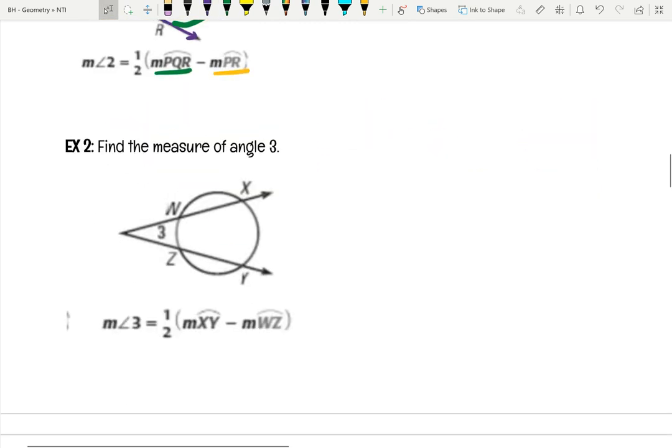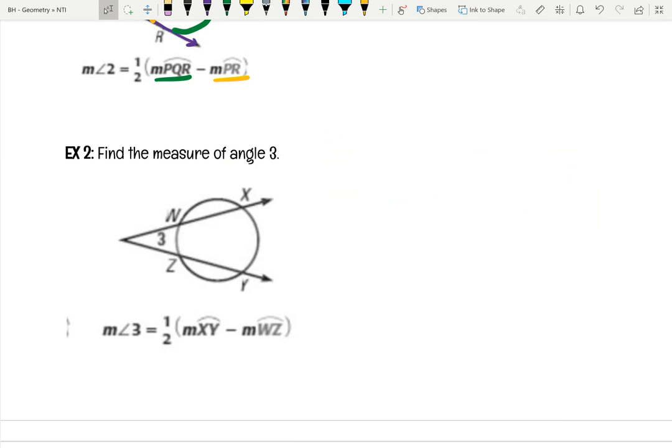Okay, example 2. You've got to find another circumscribed angle. This time it's angle 3. It's circumscribed because the vertex is on the outside. And it actually tells you you're going to do the arc XY. This is a Y, guys. This is a W if you can't see it. This is a Z.